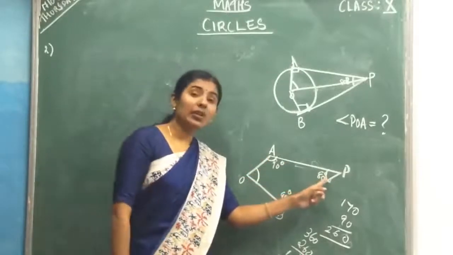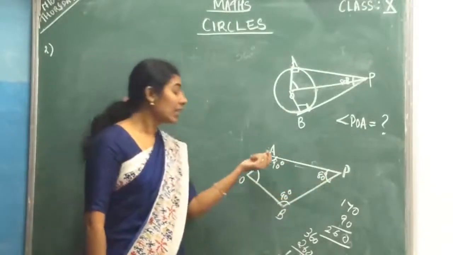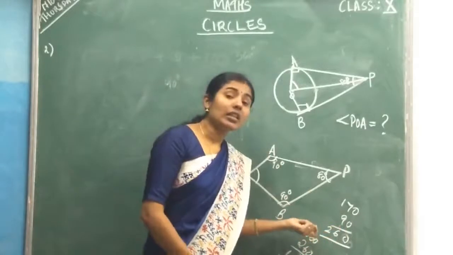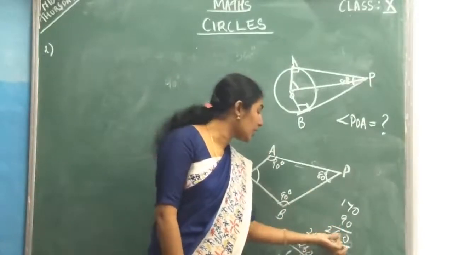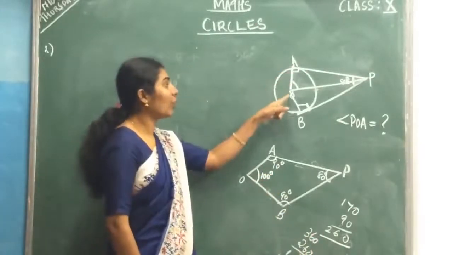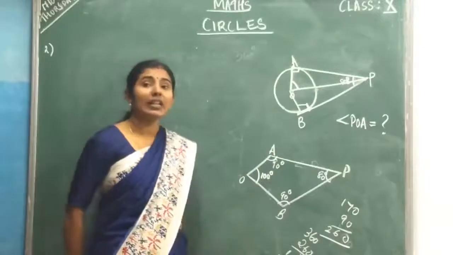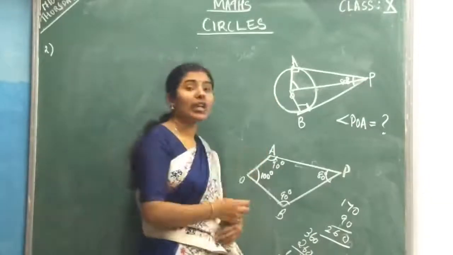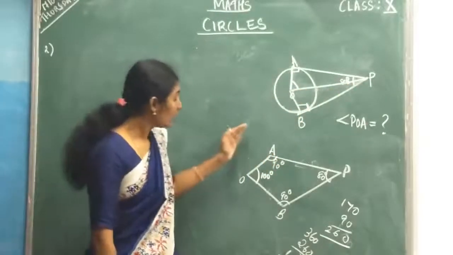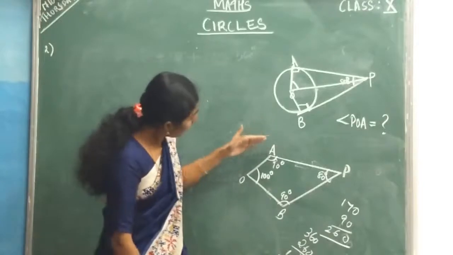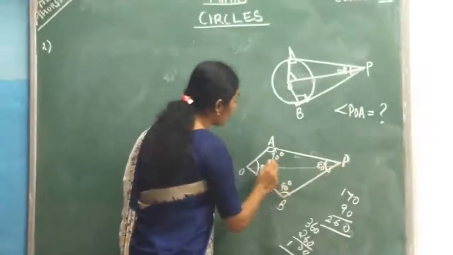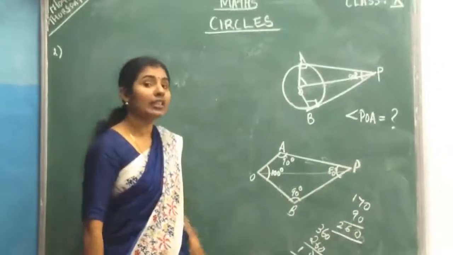These 3 angles we know. How to find the 4th angle? The 3 angles you should add, you will get 260. Then the total angle is 360. 360 when you subtract 260, you will get 100 degrees. So what is angle AOB? Angle AOB is 100 degrees. What do you want to find? You want to find angle POA. Again you see, we are getting angle AOB 100 degrees. But we want one of its parts. So how to find that?